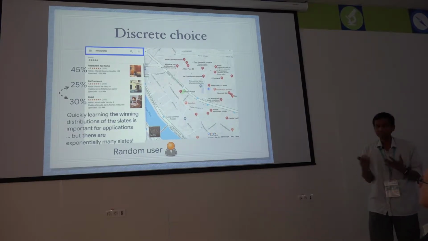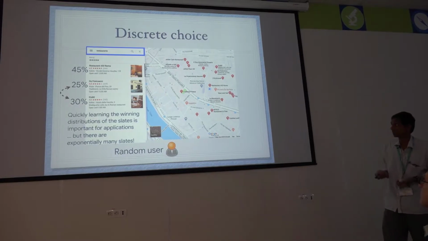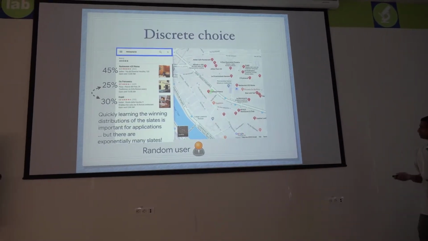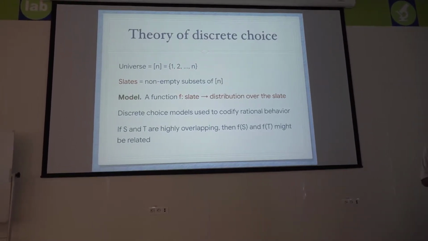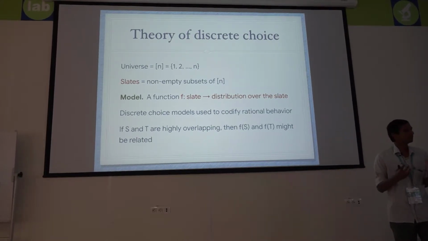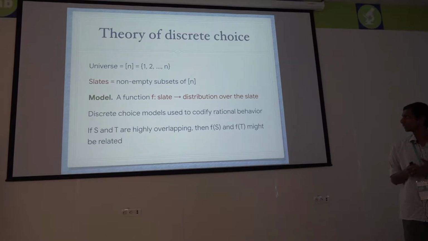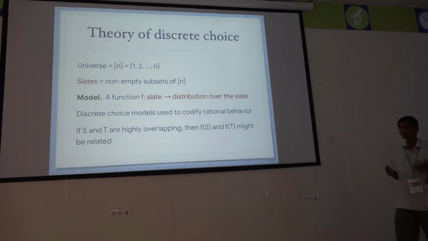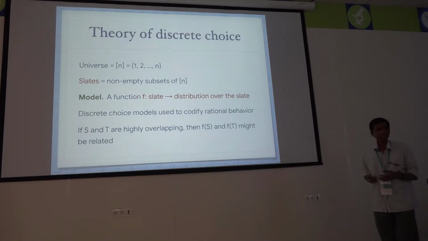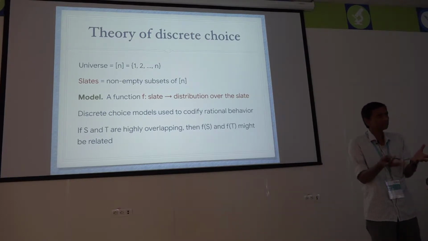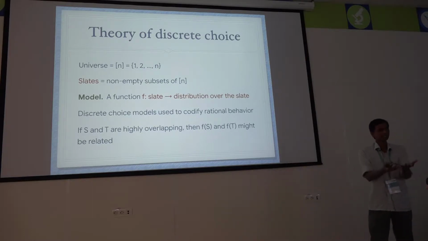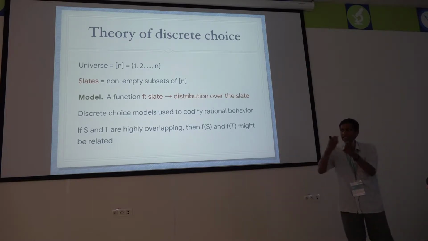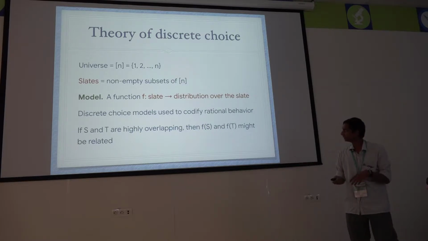And that's the whole theory of discrete choice. How do you model this and how do you show results in this? Okay. So in this setting there is usually a finite universe, say 1 through n, and as I said, slates typically denote non-empty subsets of this universe. And how do you model this? You model that by a function which takes a slate, a subset, and gives you a distribution over the slate. So given a subset, it tells you with what probability each item in the subset will get chosen.